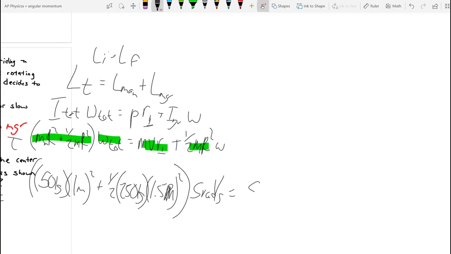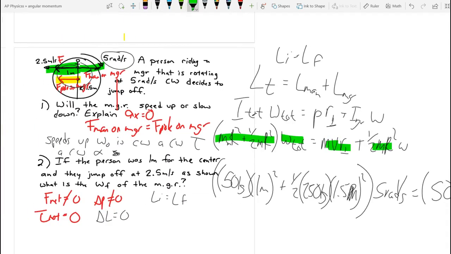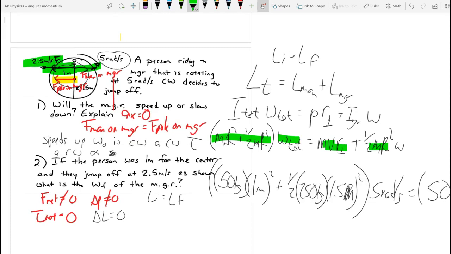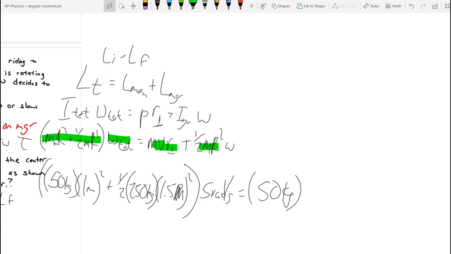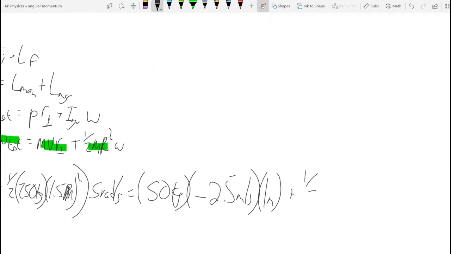The man's mass is 50 kilograms times his velocity. Now, this is the big one you got to watch out for because it's velocity, so I have to pay attention to direction. The man is moving to the left, so his velocity is going to be negative 2.5 meters per second. Times r, again, he's acting at 1 meter. And lastly, plus half the mass, which we said was 250 kilograms, times the r, 1.5 meters squared, times omega final.